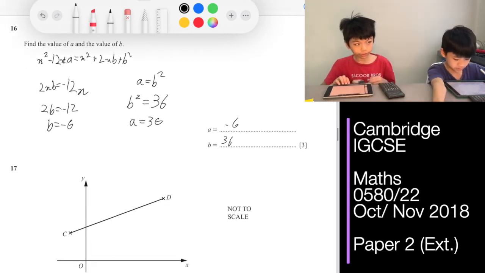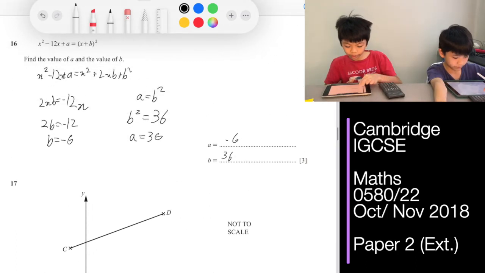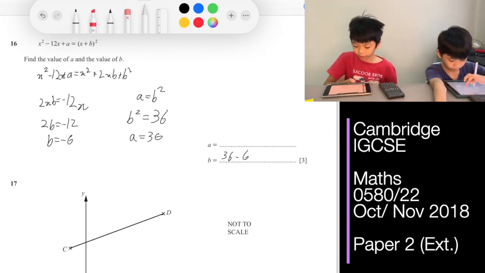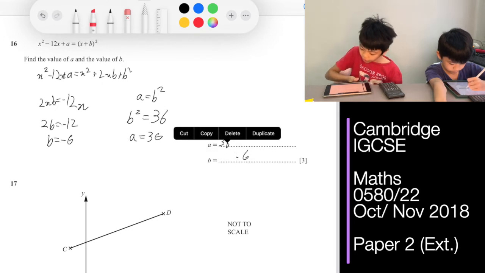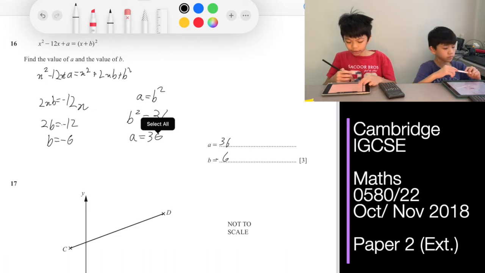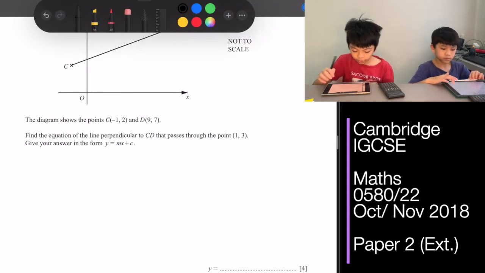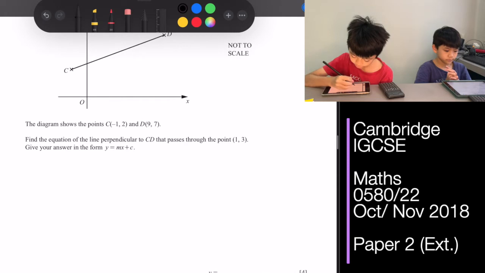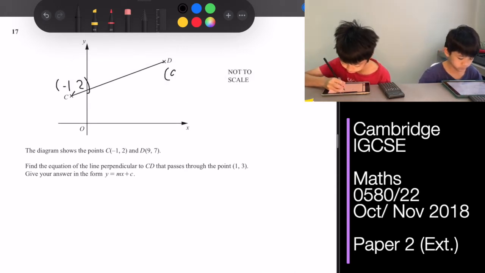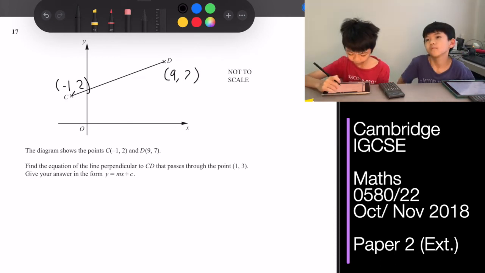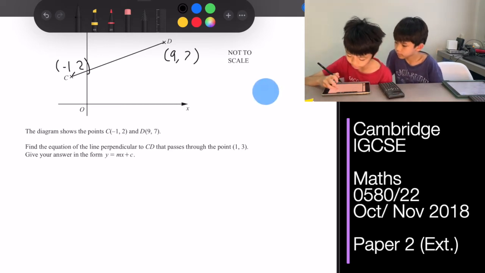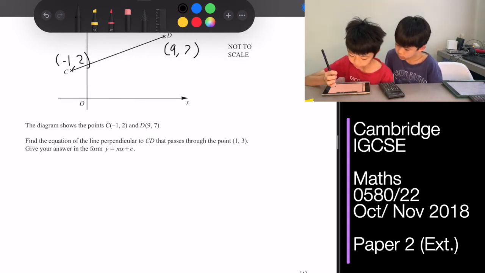Okay, question 17. Find the equation of the line perpendicular to CD that passes through the point 1, 3. Give your answer in the form y equals mx plus c. Okay, so the points are C is negative 1, 2 and D is 9, 7. Okay, then a perpendicular line. So firstly, let's find the equation for the first line.